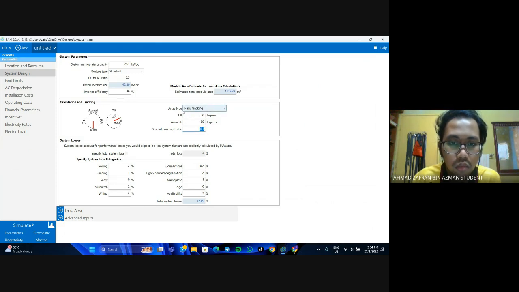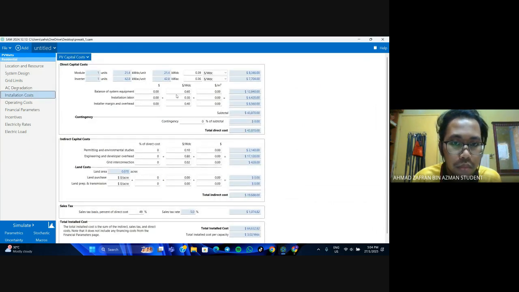I use array type 1 axis tracking. The default settings here I use. So the total system loss is 12.49% here. For the installation cost here, the total direct capital cost is 43,870. For indirect capital costs, the total is $90,688.